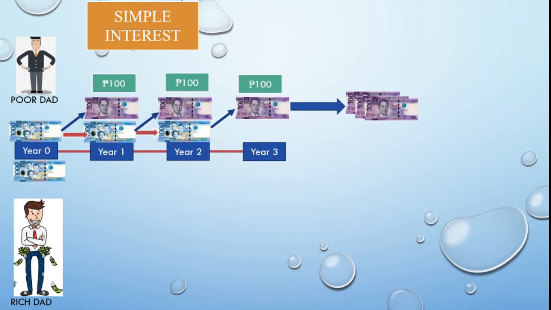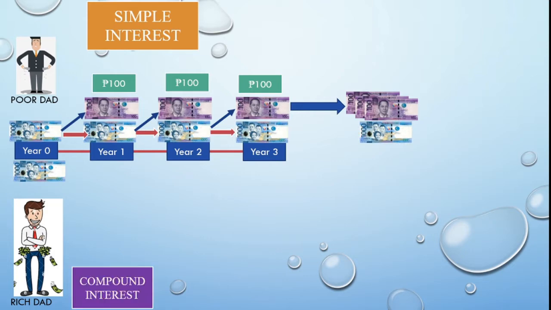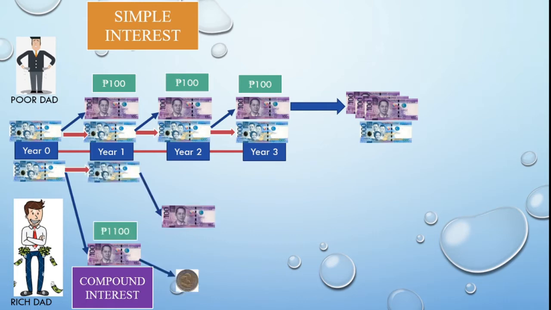The rich dad invests his money at 10% compounded annually. After a year, his money earns 100 pesos as interest. The new principal is 1,100. After the second year, his money will earn 10% interest amounting to 110 pesos. His money now is 1,210 including the principal. This in turn will be the new principal to be invested for another year.